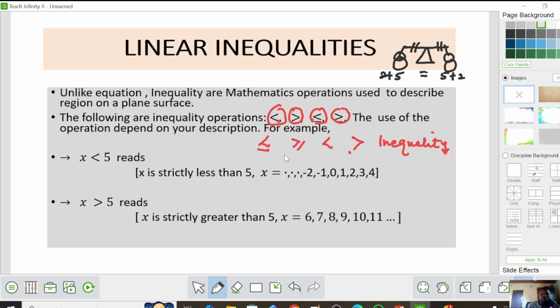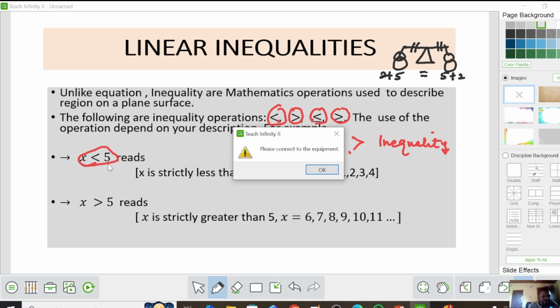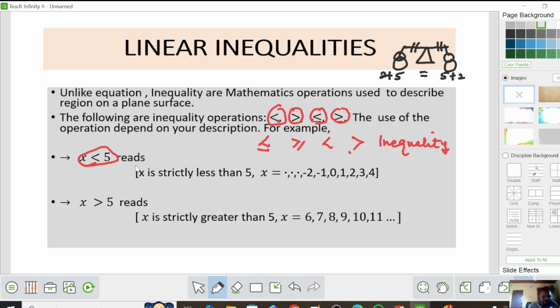It now depends on where you are reading from. I always advise students to read from the unknown. So for example, if I have x is less than 5, the pointed part, wherever the letter is, is less. x is less than 5. Whenever I say x is less than 5, it simply means x is strictly less than 5. That means x is not equal to 5. That means 5 is not part of it, so it is any number that is less than 5.